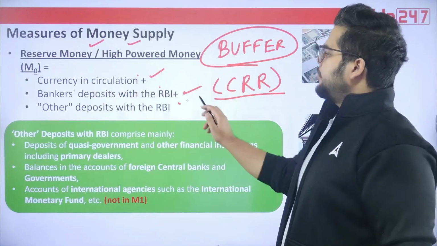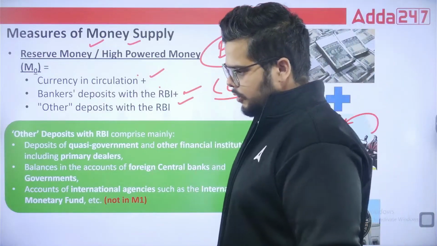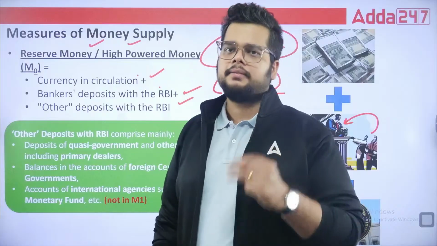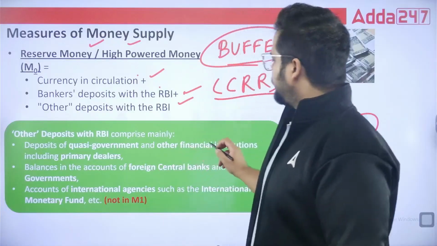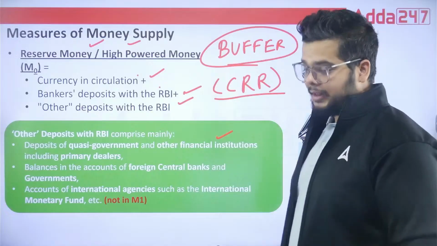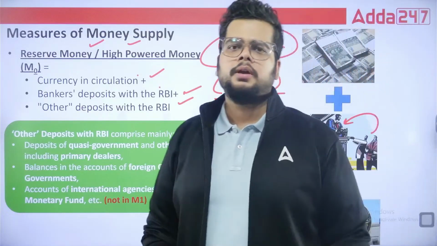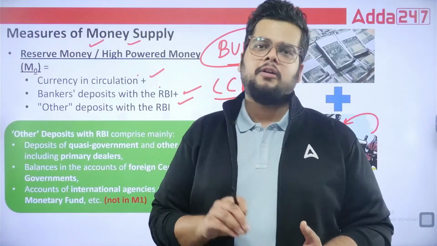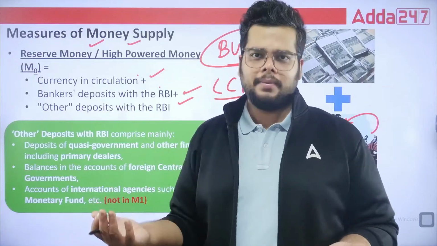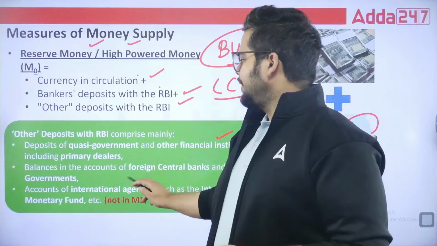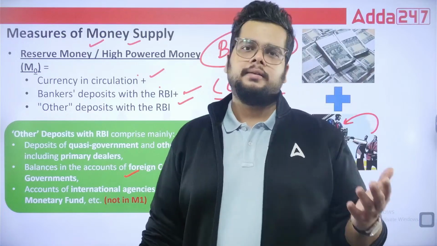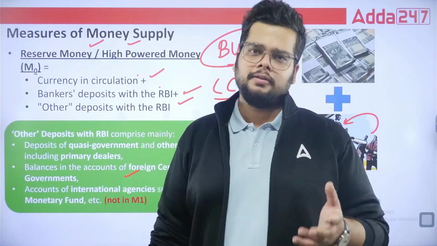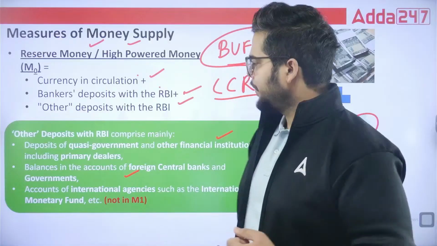Next, we have other deposits with the RBI, wherein you will find three components. First of all, those deposits made by the financial institutions, when we talk about the transactions which are being done using a third party or a financial intermediary like a primary dealer. Then the balances in the accounts of foreign central governments or the foreign central banks.